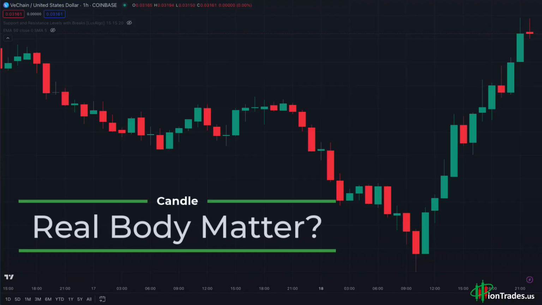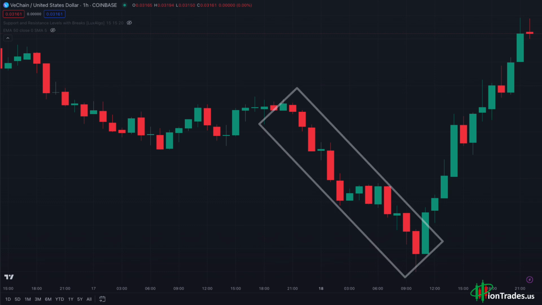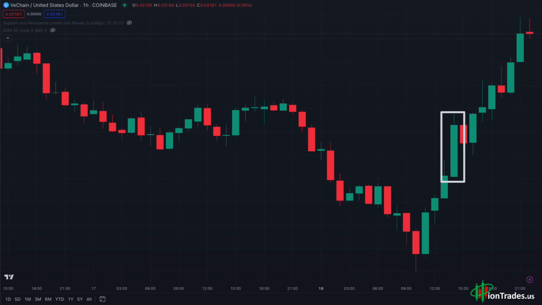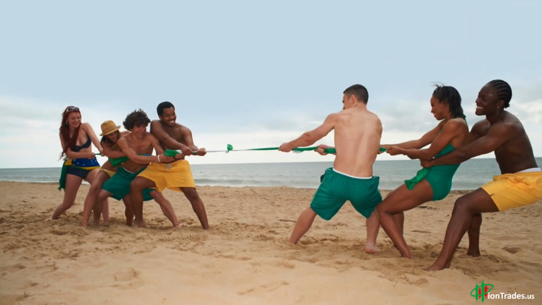So, why does the real body matter? It gives us insights into the dominance of either the bulls, buyers, or the bears, sellers. A long bullish real body signals strong buying pressure, while a long bearish real body suggests robust selling pressure. In contrast, a short real body may indicate a lack of conviction or a balanced tug-of-war between buyers and sellers.